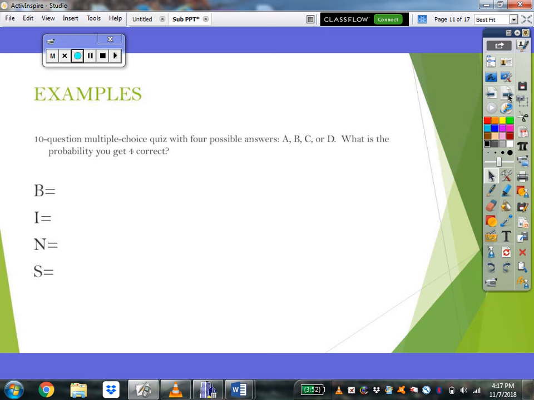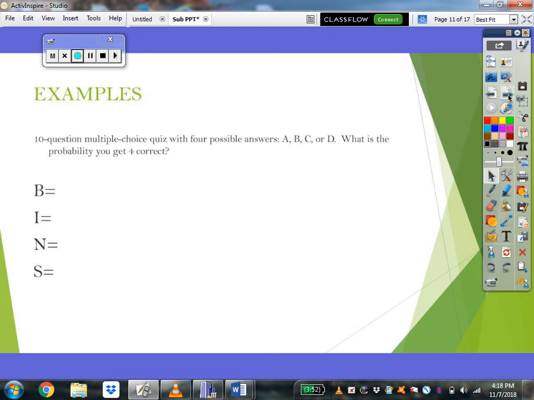So let's go ahead and try out this one. If you have a 10 question multiple choice quiz with 4 possible answers, A, B, C, or D, what is the probability you get 4 correct? So let's first check BINS, and then if it works, we can go ahead and keep going with this distribution.